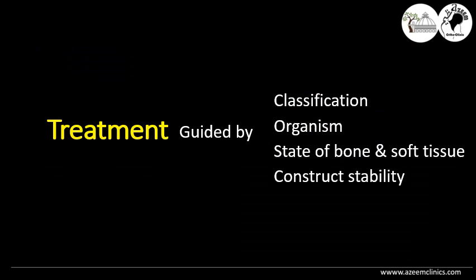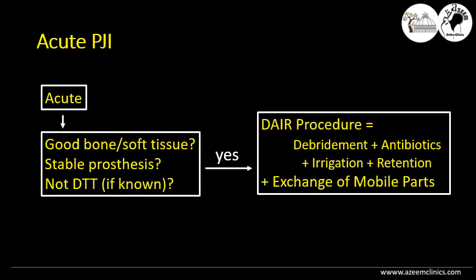Treatment of periprosthetic infection is guided by the classification, whether it's acute or chronic, the organisms, whether we're dealing with a low or a high virulent organism, the state of the bone and the soft tissue, and the construct stability. In cases of acute periprosthetic infection, you have an infection after the operation of less than 4 weeks duration, or a blood-borne infection with symptoms of less than 3 weeks duration.